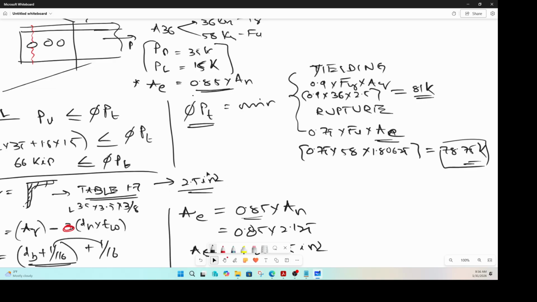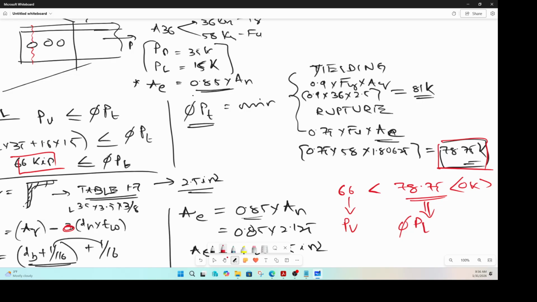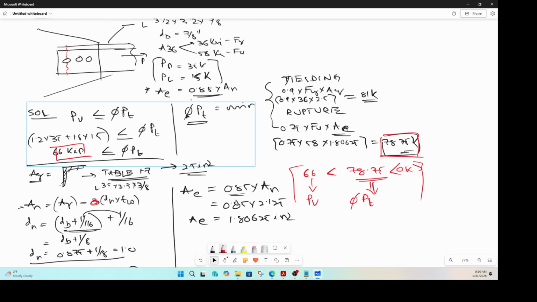Okay. So this is the strength, whereas that is the load that is coming. So 66 is less than 78.75, that means we are okay. What is 66? It is your PU. What is 78.75? This is your design strength. One is less than the other, so we are good. Okay. So that is about this problem.